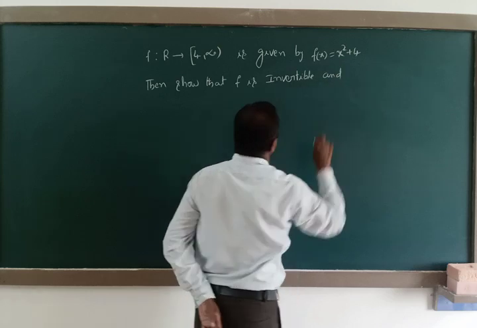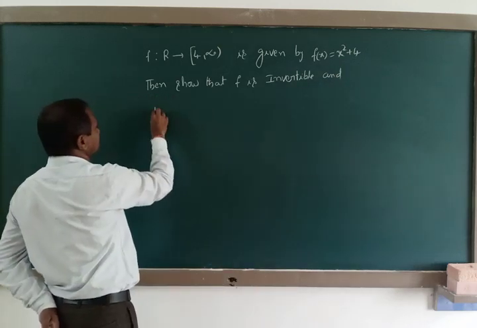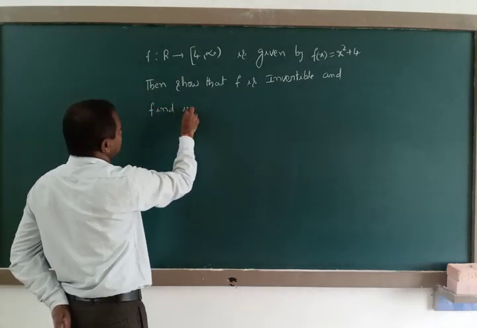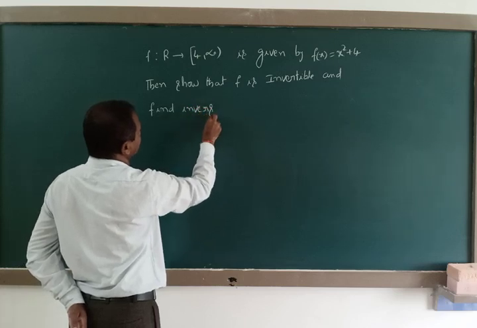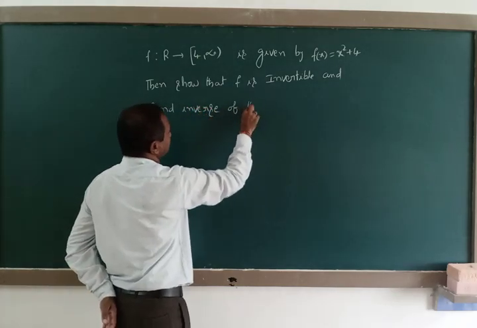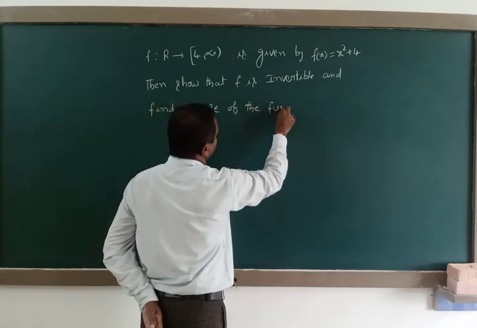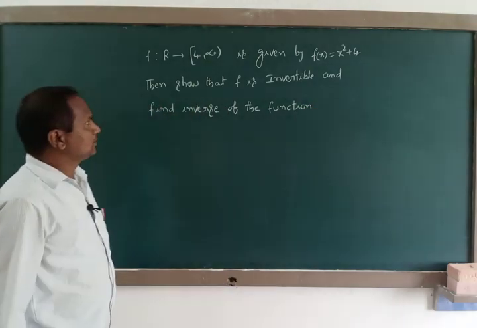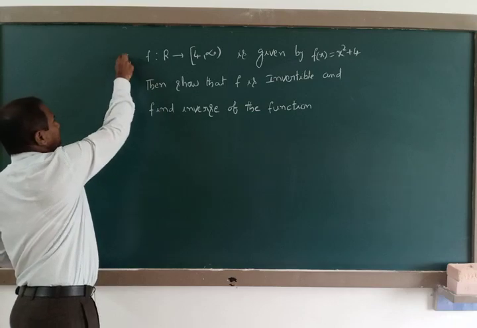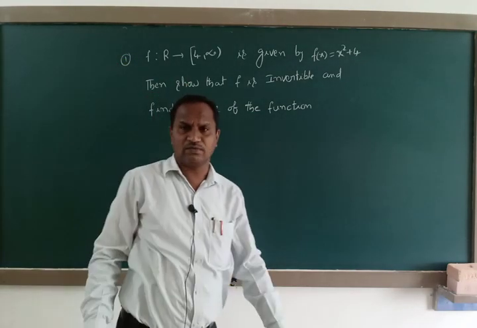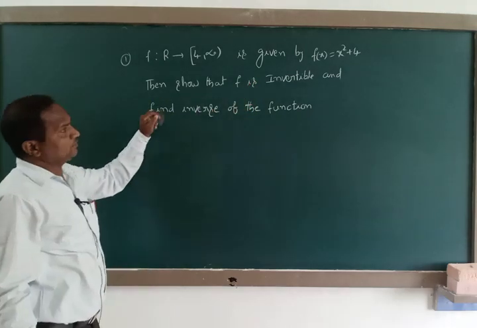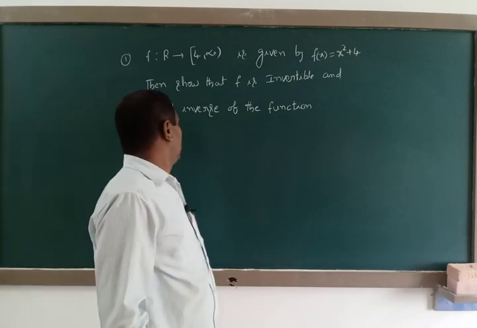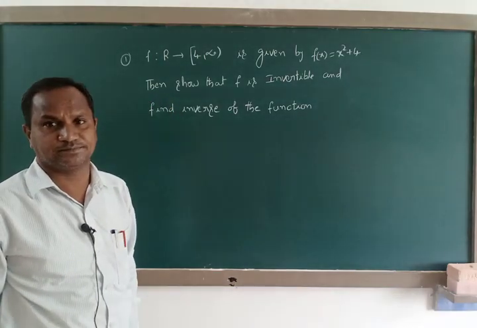And find the inverse of the function. The problem is: f maps from R to the closed interval [4, infinity), given by f of x is equal to x square plus 4. Then show that f is invertible and find the inverse of the function here.